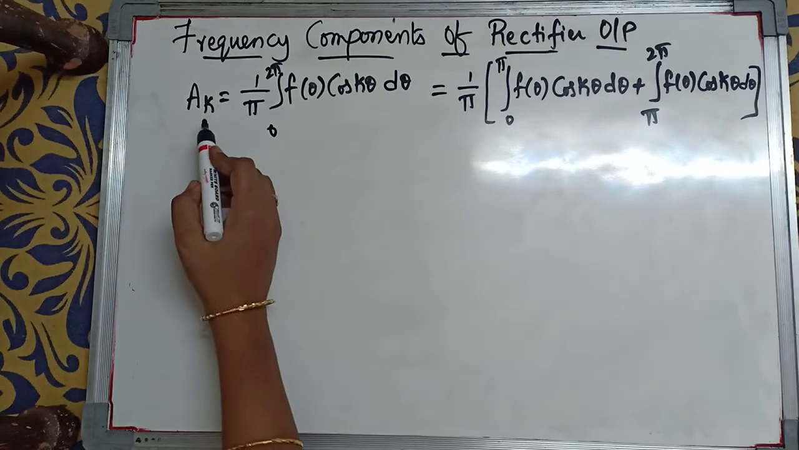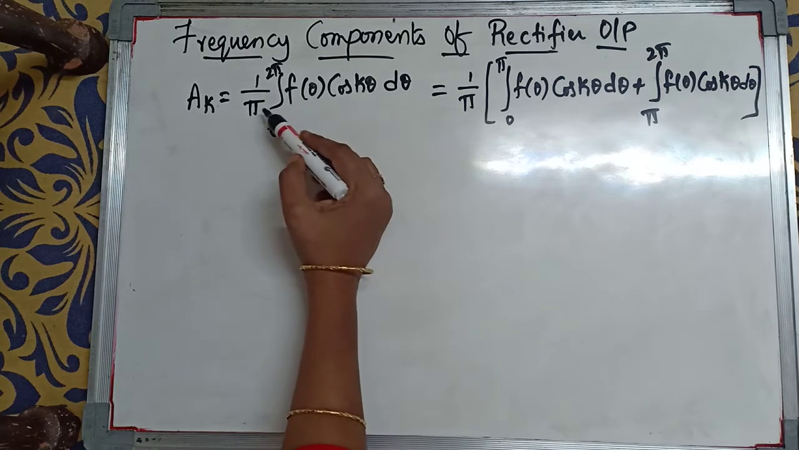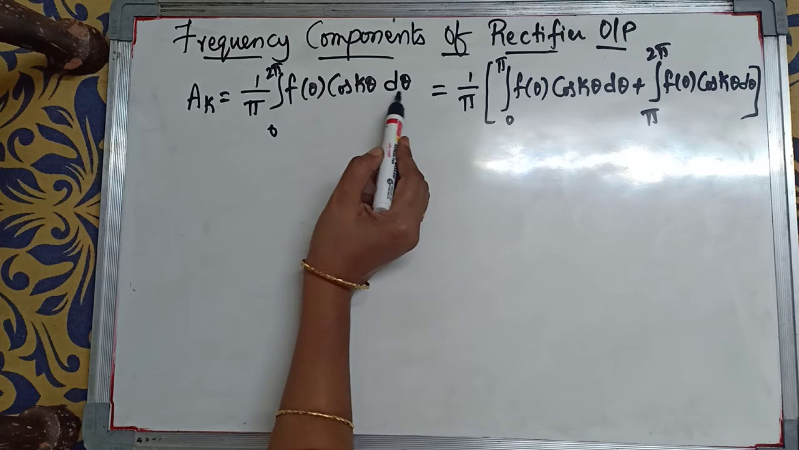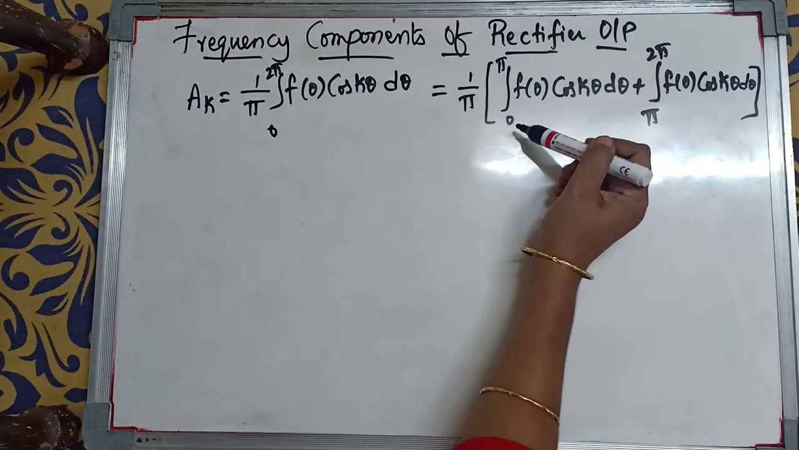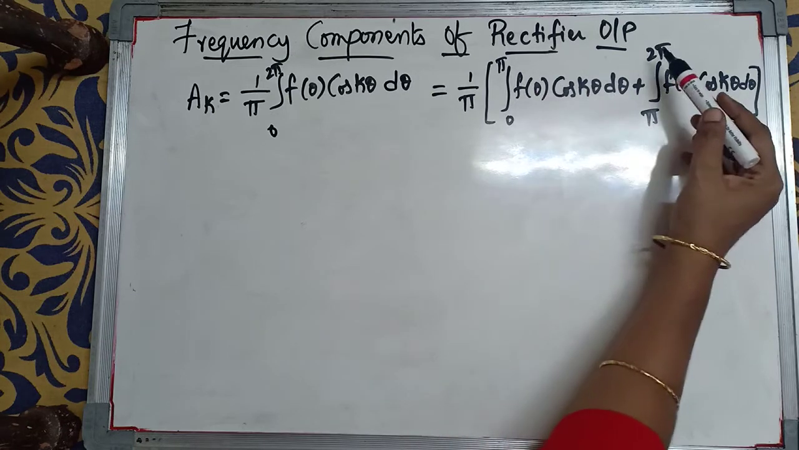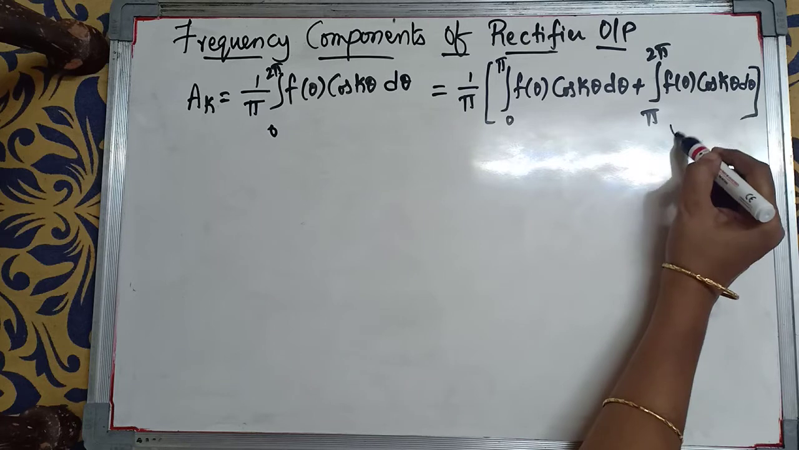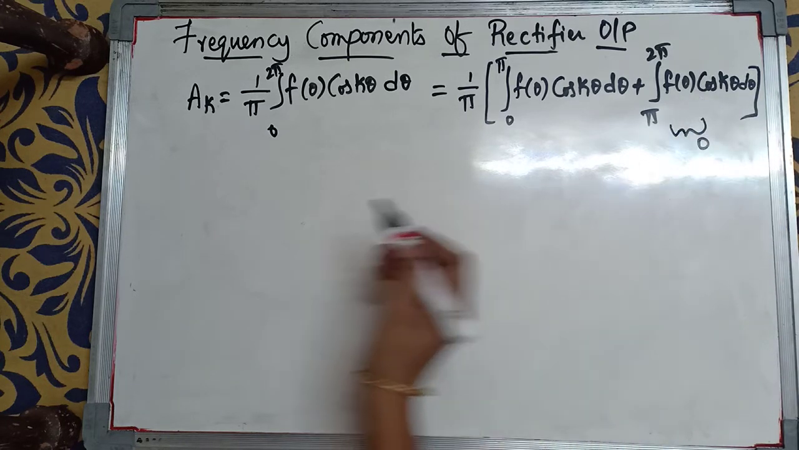Now let us find the value of the next constant, that is ak, which is given by 1 by 2 pi integral 0 to 2 pi f of theta cos k theta d theta. I can split the integral 0 to 2 pi as 0 to pi and pi to 2 pi. But between the limits pi to 2 pi, f of theta value is 0. So therefore the second term will become 0 here.